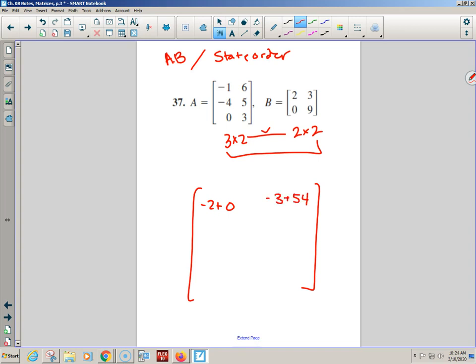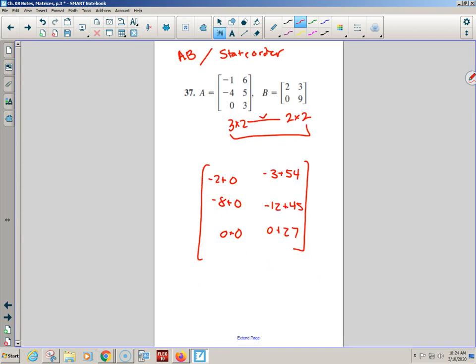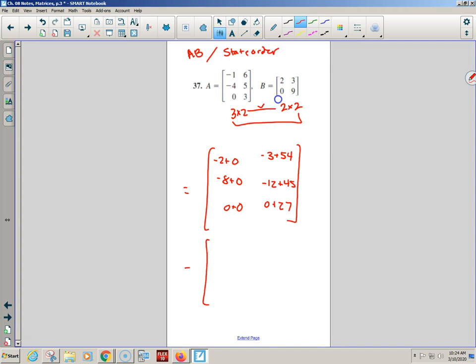We have negative 8 plus 0. We have negative 12 plus 45. We have 0 plus 0. And we have 0 plus 27. I think I did it fast. Is that matching up? Yeah, I just did some math wrong on the second column. Okay. That makes sense. I'll finish it off just for those of you that might still be tracking. But yeah, it's easy with all the numbers to get something a little off. 51, negative 8, 33, 0.